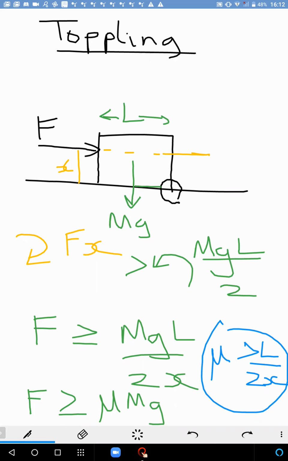Great. Because mu is more and L by 2x is less, F can overtake this or become greater than this before it can become greater than that. So first the toppling max safe force will be overtaken, and only later the limiting friction value will be overtaken, if mu is more. So therefore if mu is more, as you keep increasing your force, it will topple first. That's the kind of question that sometimes is asked.